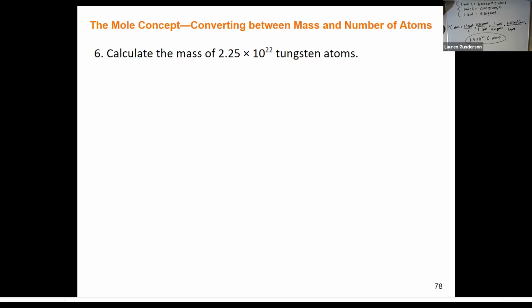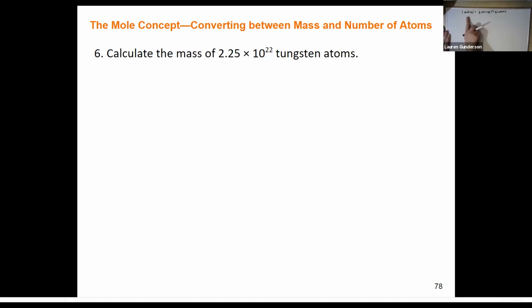All right, our next question asks us to calculate the mass of a certain number of tungsten atoms. Okay, so I'm going to rewrite our relationships up here. Tungsten has the chemical symbol of W on your periodic table. You should be becoming familiar with these chemical symbols of these elements so that you're not wasting your time on the exam trying to figure out what the symbol for a particular element is. So you should just know it offhand.